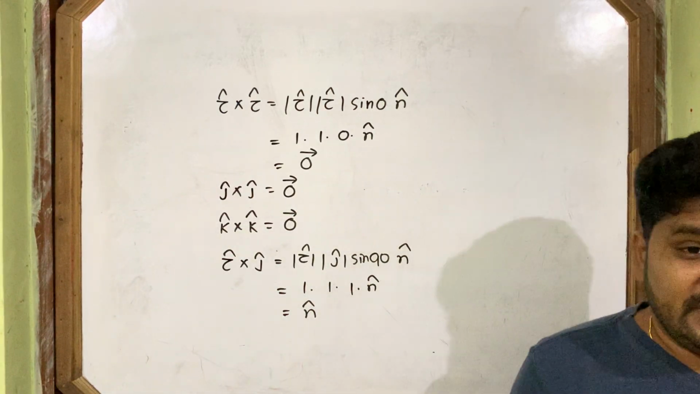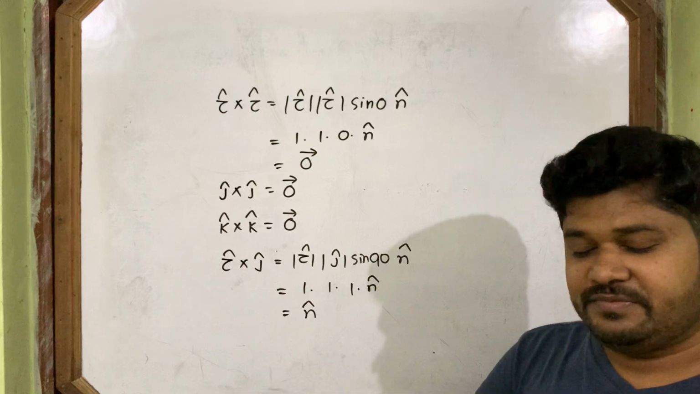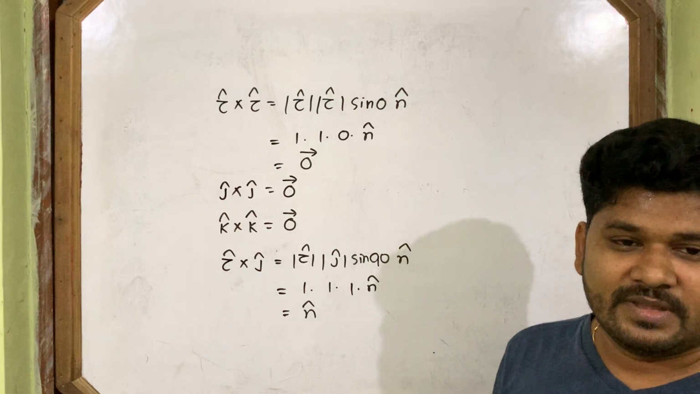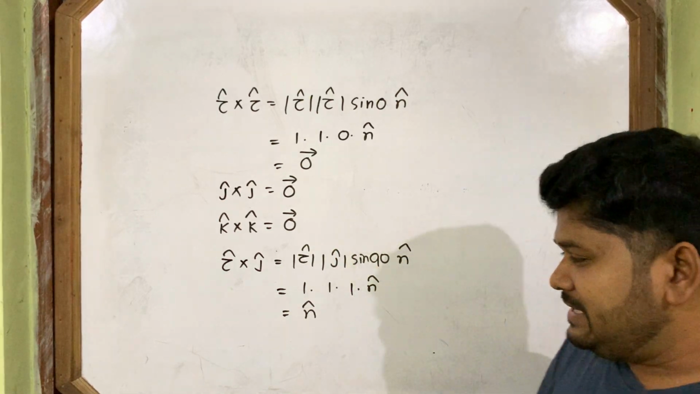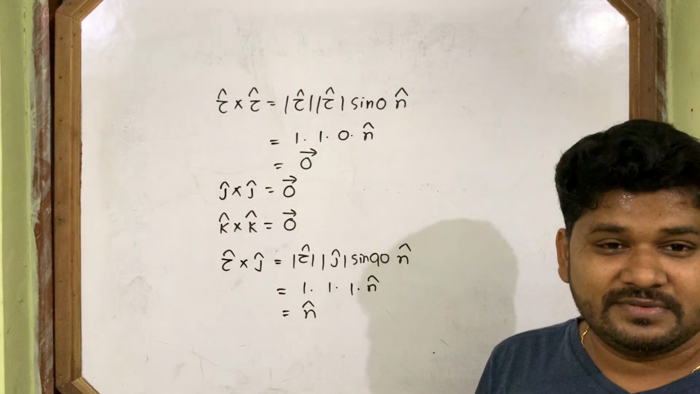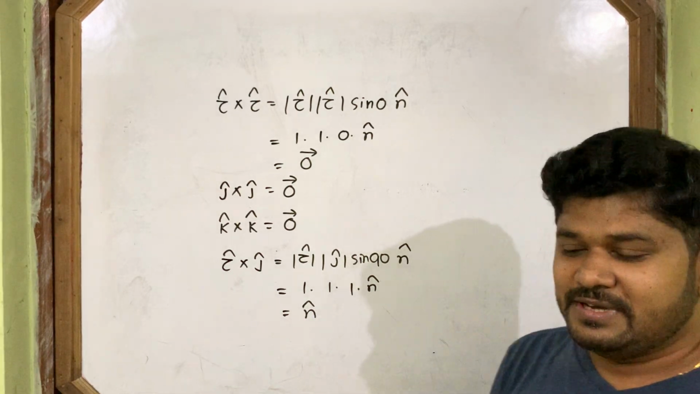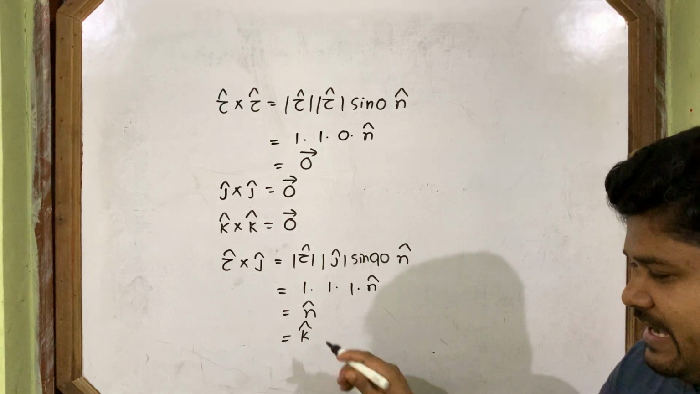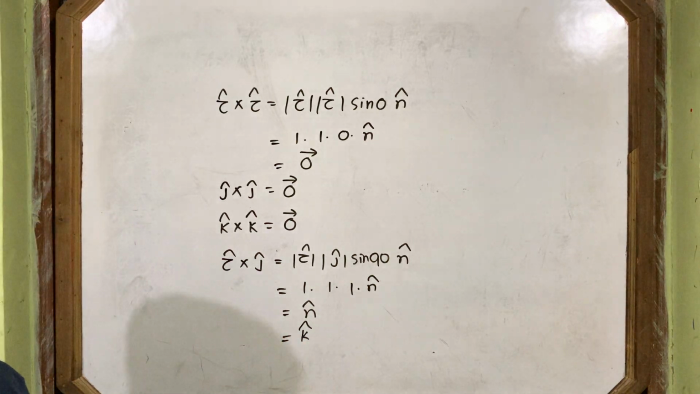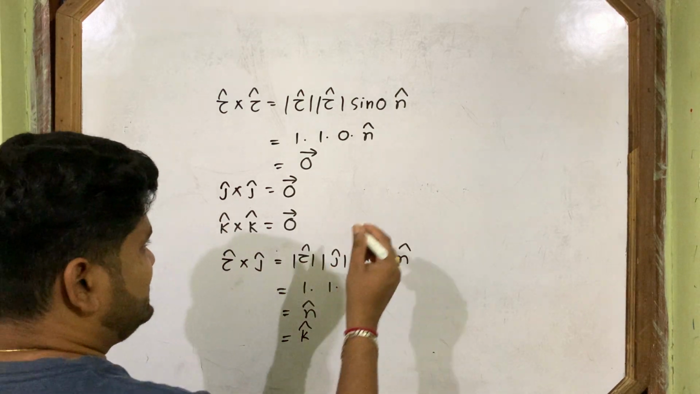But where is the direction of this n cap? n cap must be perpendicular to I cap and j cap. According to our cross product rule, which cap remains which is perpendicular to I and j? That is nothing but your k cap. So I cap cross j cap is equal to k cap, because k cap is perpendicular to I cap and j cap. Then this is I cross j.